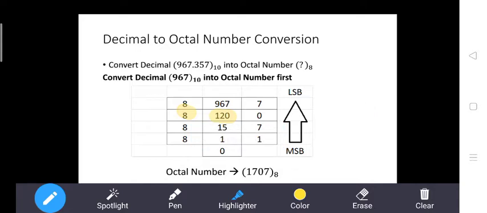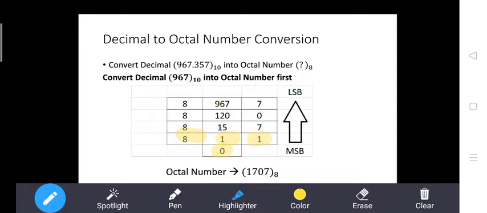120 divided by 8, my answer will be 15. 15 into 8, 120. 120 minus 120, remainder will be 0. Next, 15 divided by 8, my answer will be 1. 8 into 1, 8. 15 minus 8, remainder will be 7. Next, 1 divided by 8, my answer will be 0. 8 into 0, 0. 1 minus 0, 1.